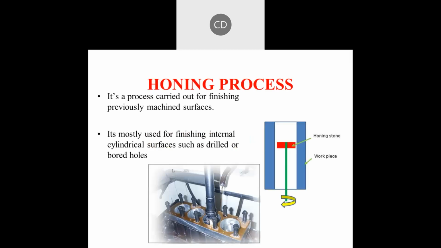So the next one is finishing of gears. We have already made gears like spur gear, helical gear, worm gear and bevel gear. At this time we use these finishing operations. For example, we use the honing process. It is a process carried out for finishing a previously machined surface. It is mostly used for finishing internal cylindrical surfaces only, such as drilled holes or bolt holes, in between the machining process.